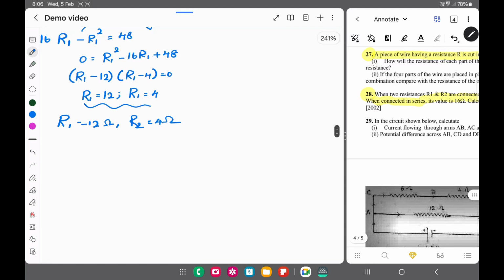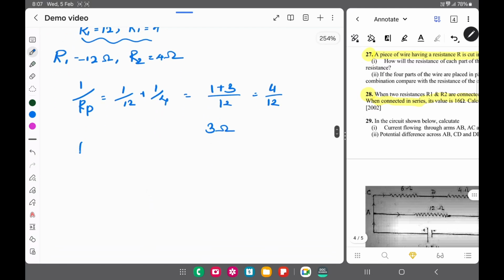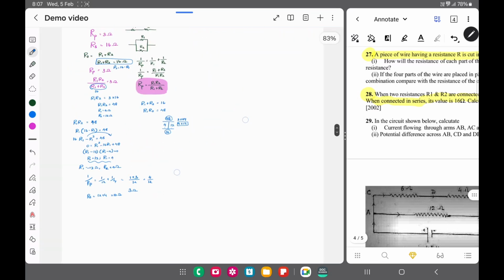Then when they are connected in parallel, 1 by 12 plus 1 by 4, right? So it would be 1 plus 3 by 12, which is 4 by 12. Taking the reciprocal, we get 3 ohm, which comes out correctly. Then connected in series, 12 plus 4 is 16, right? So our answer is correct.